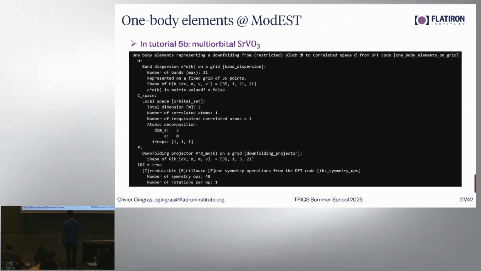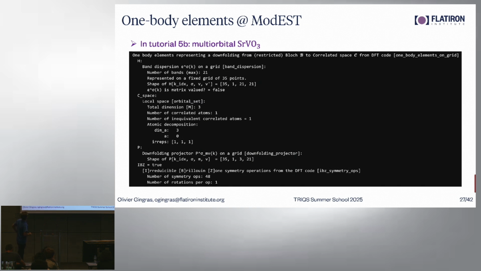Okay, so here we had no DMFT. I went through, but there's no description of the impurity problem. Here, I just want to show how this information we just talked about is captured by Modest.